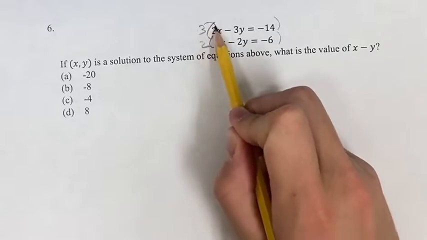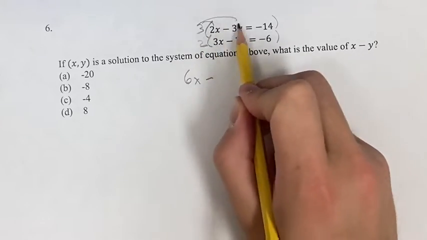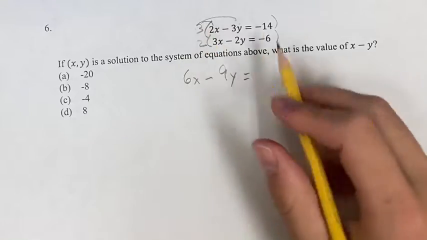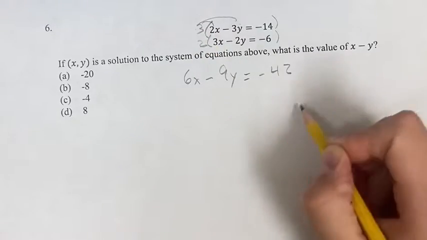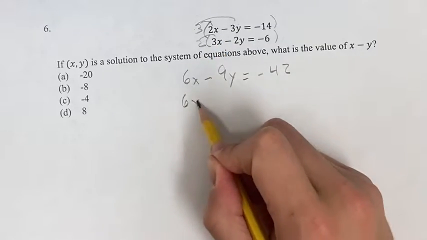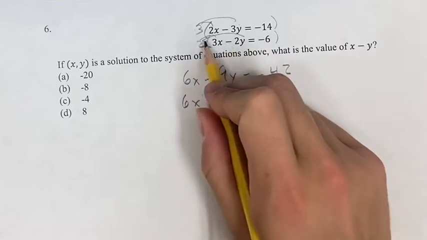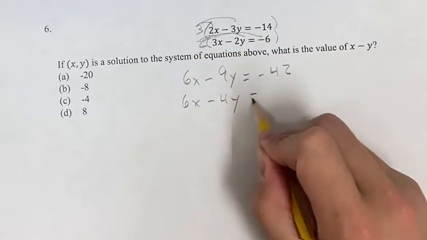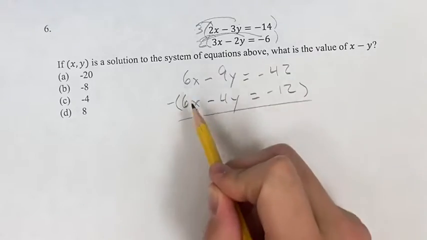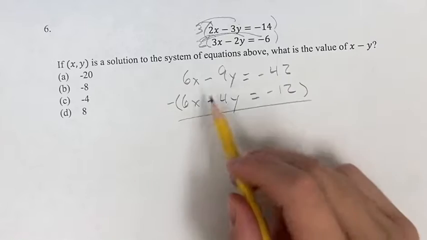So distributing out here, we have 3 times 2x is 6x, minus 3 times 3y is 9y, is equal to negative 14 times 3 is negative 42. Bottom equation, 2 times 3x is 6x, minus 2 times 2y is 4y, equals 2 times negative 6 is negative 12. And again, we did this so that when we subtract the equations, we get 6x minus 6x is 0, so they just cancel out.